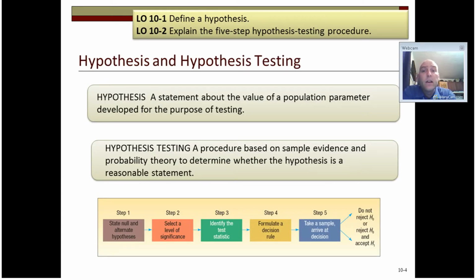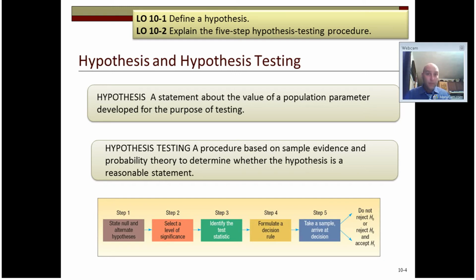Hypothesis testing involves coming up with a hypothesis, a statement about the value of a population parameter developed for the purpose of testing. A hypothesis testing procedure is based on sample evidence and probability theory to determine whether or not a hypothesis is a reasonable statement. So you begin by making a statement about a population parameter, mu or pi. Chapter 13 we'll talk about rho. We're going to make some statement.